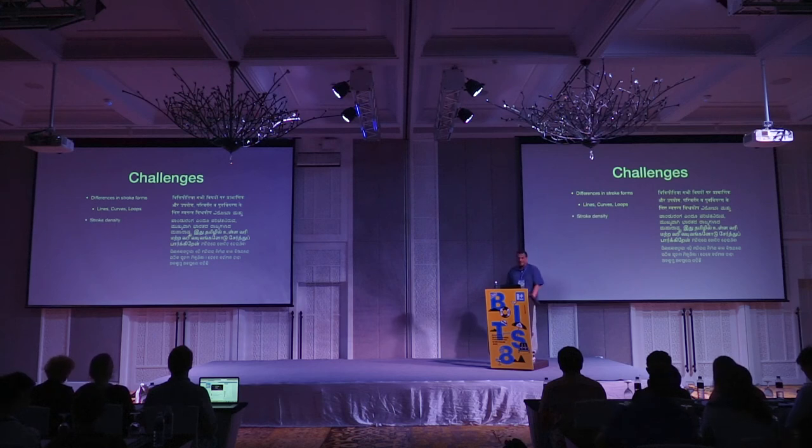Stroke density, right? Tamil has a higher stroke density. There are too many strokes crisscrossing each other. Devanagari has a lesser stroke density. So how would you design to make sure that they flow together, that they work well together? That's a challenge.